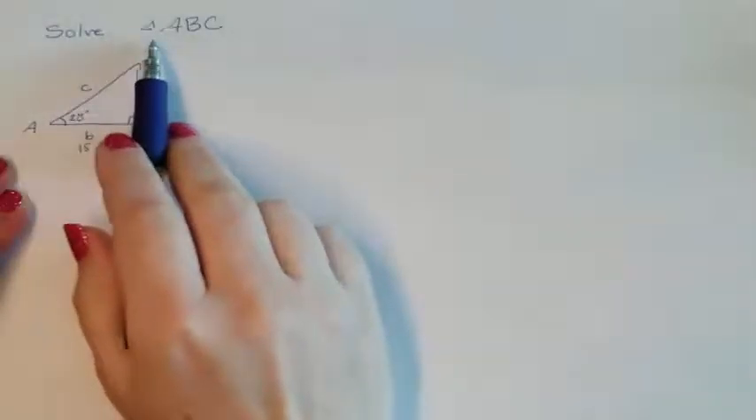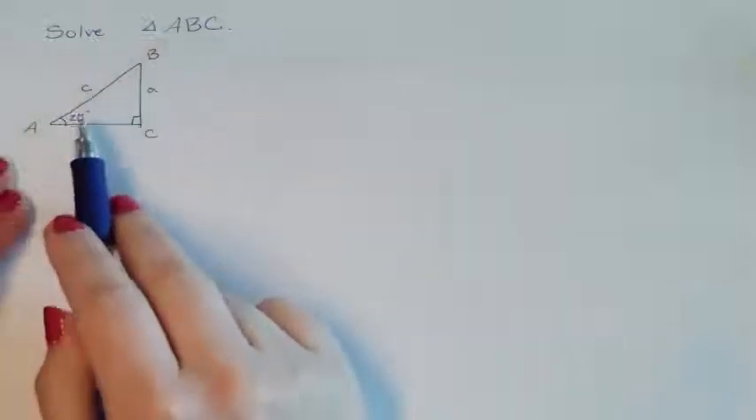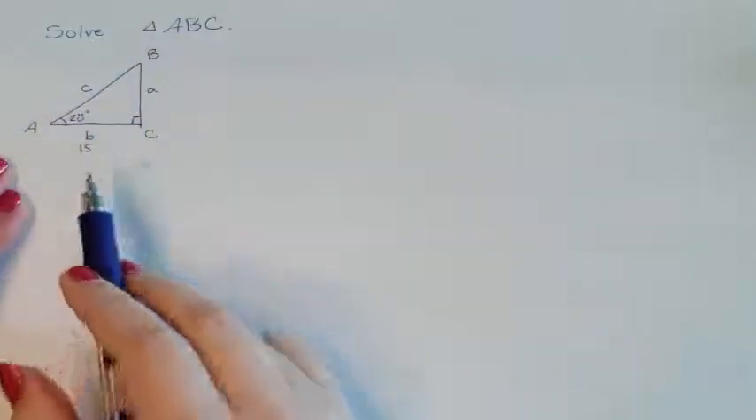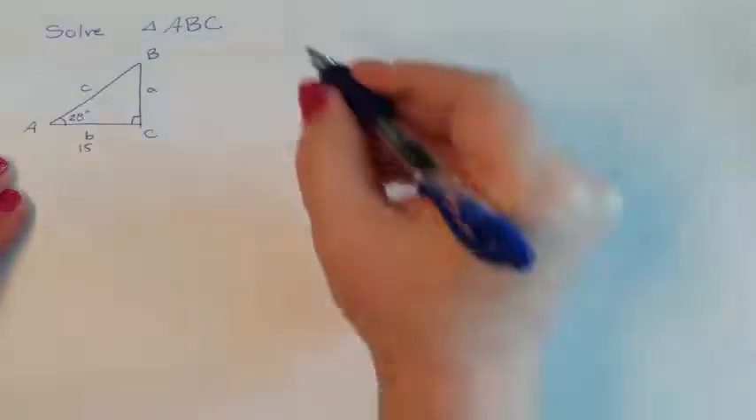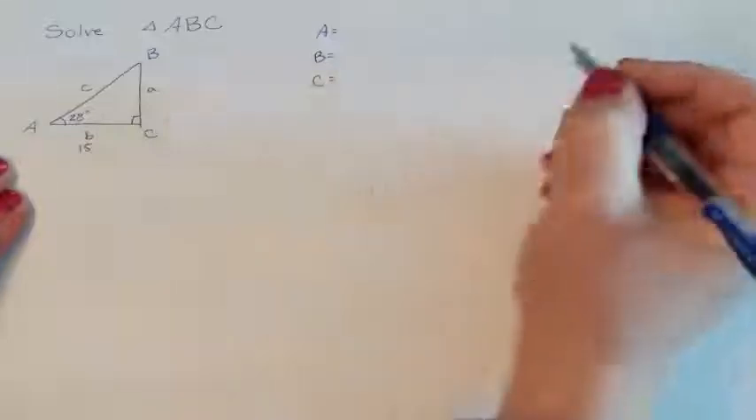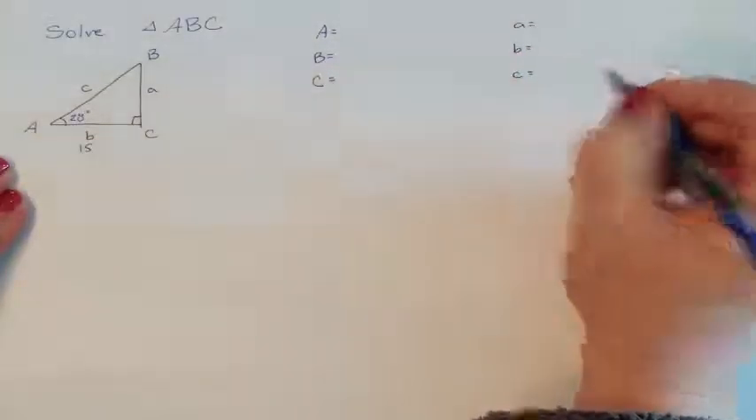We're being asked to solve for triangle ABC. If it's asking you to solve for the entire triangle, that means it wants all three angles and all three sides. So you need 6 answers in total. To help you, I would say angle A, angle B, angle C, side A, side B, side C.